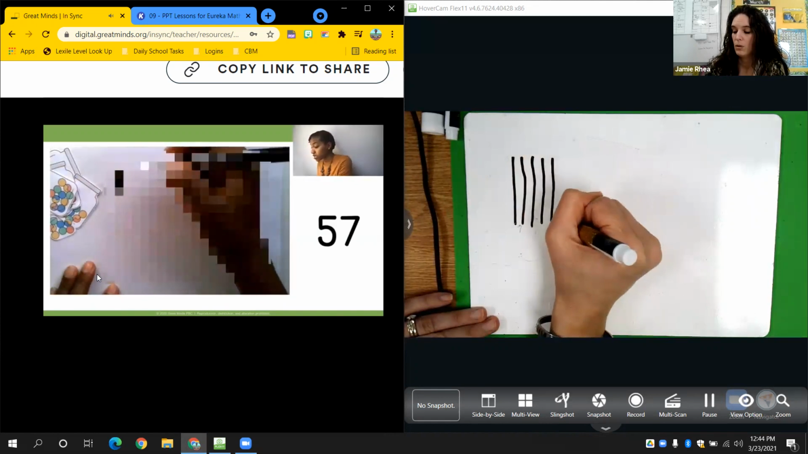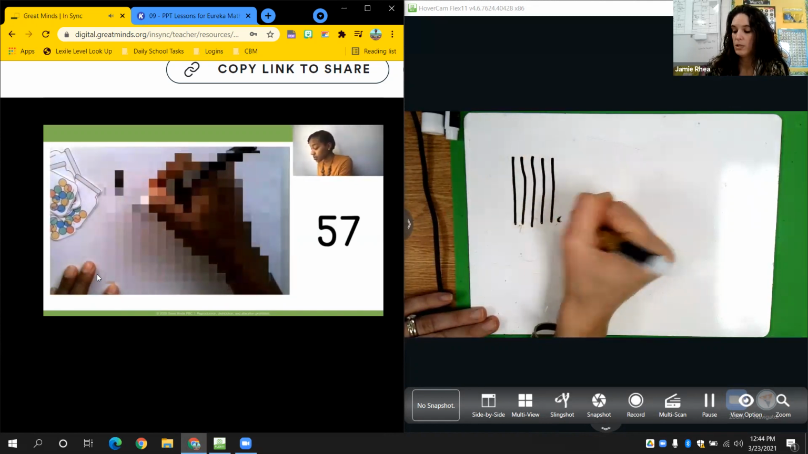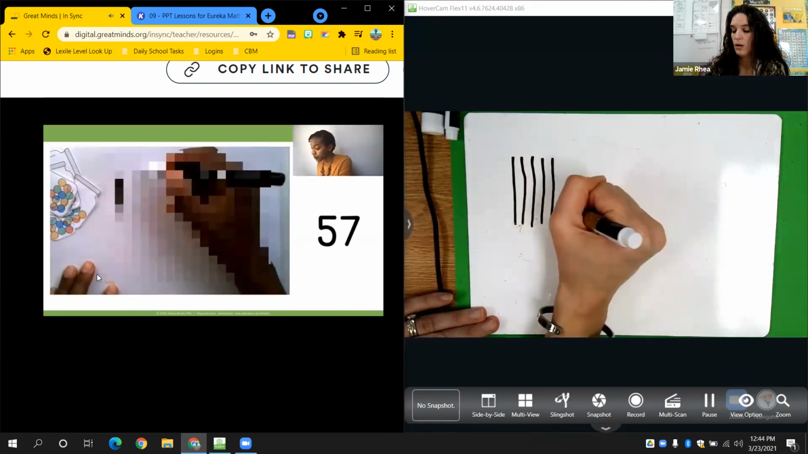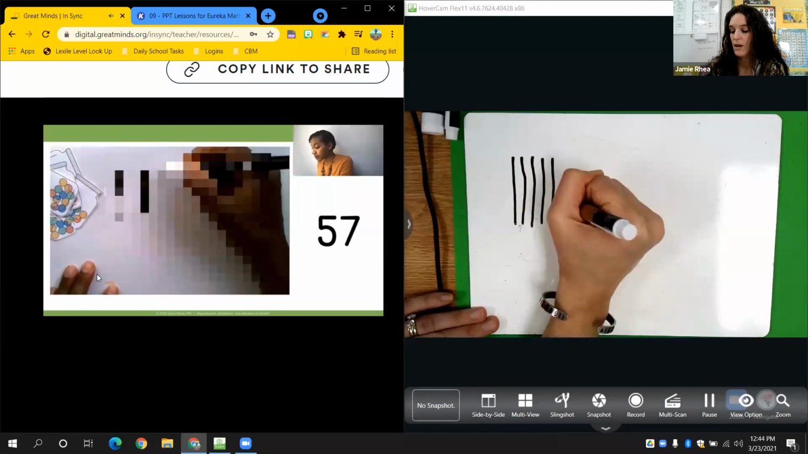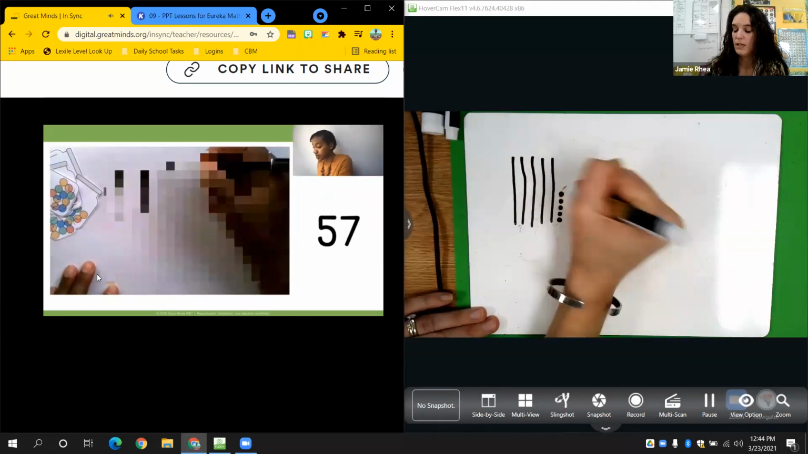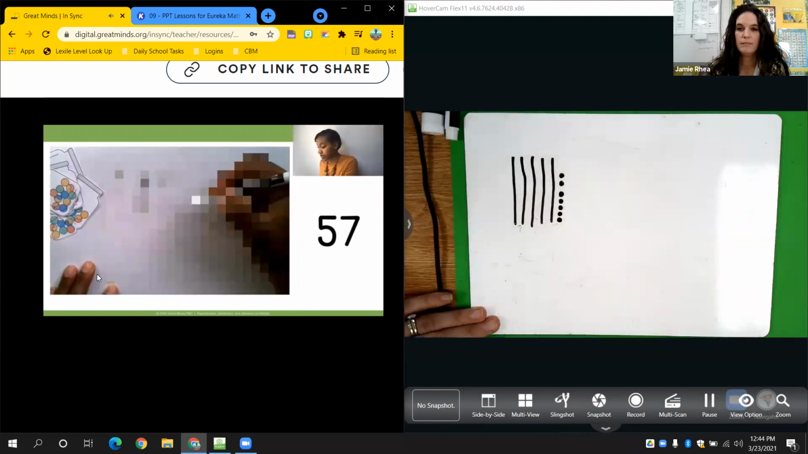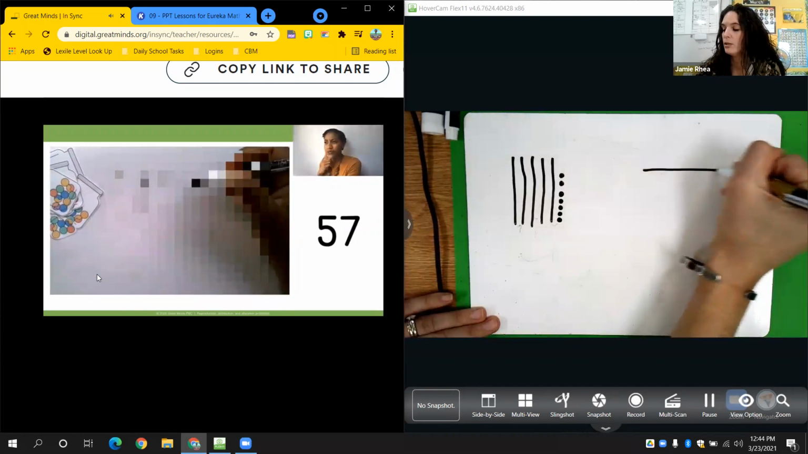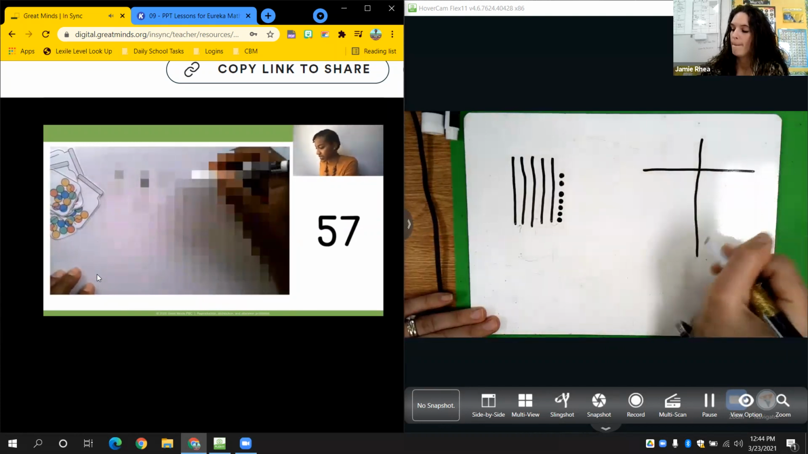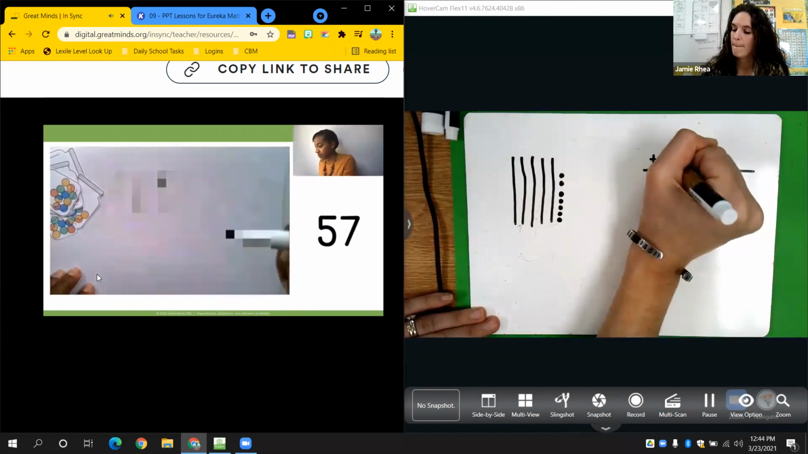So 5 tens: 1 ten, 2 tens, 3 tens, 4 tens, 5 tens, and 7 ones. And while we're waiting, we're going to go ahead and write it. 57. 5 tens and 7 ones.